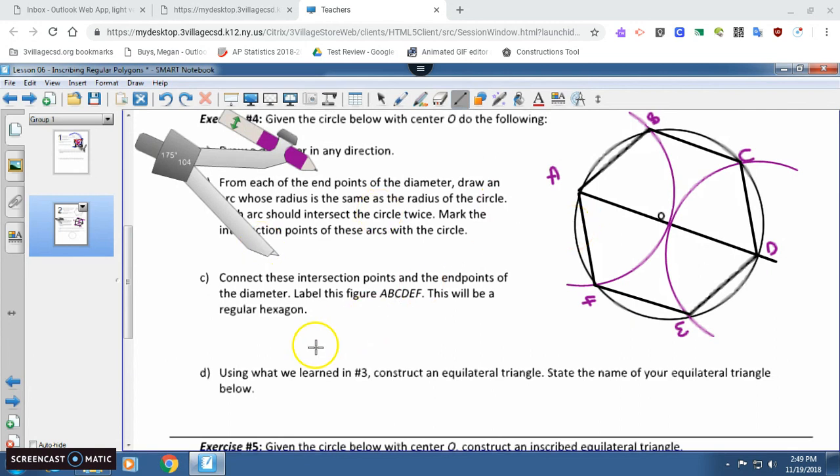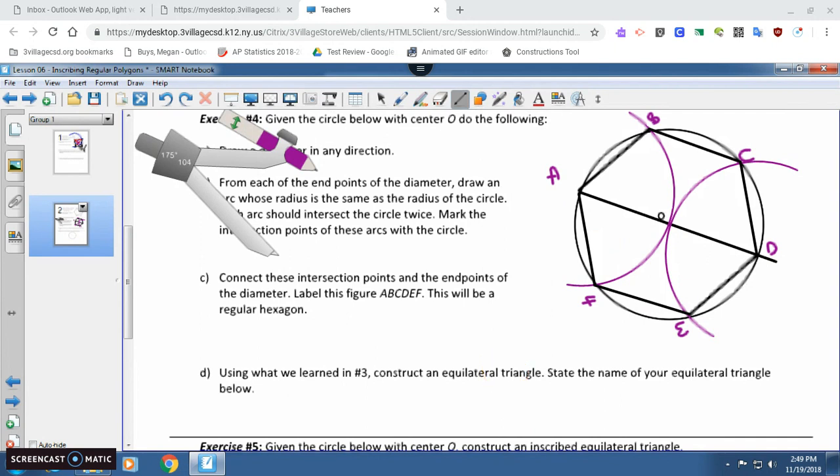Just like you saw in the last example, we want to construct an equilateral triangle. The only thing we do differently from this construction is we would connect the opposite points. So I would connect A, C, and E. You could also do B, D, and F. So that's what you would write in for D.